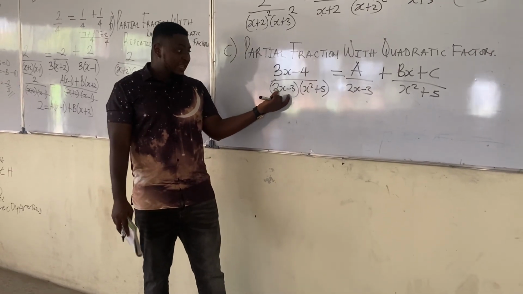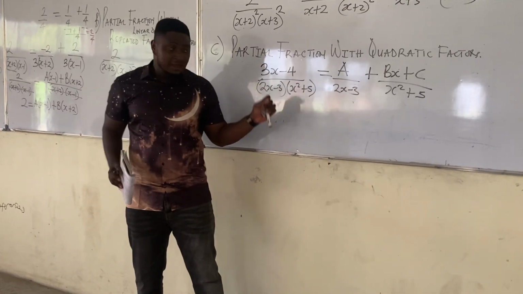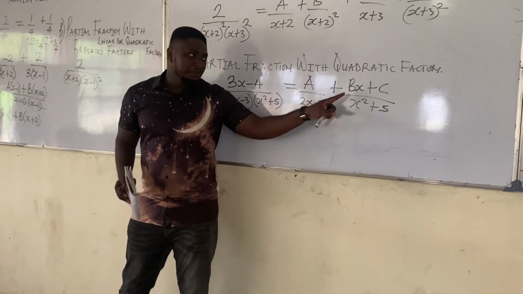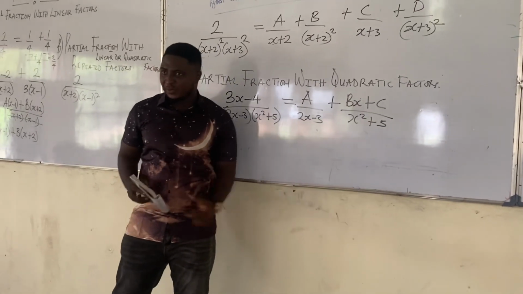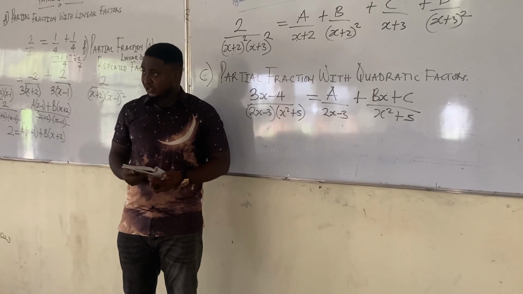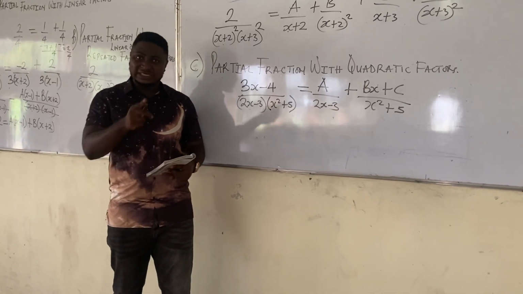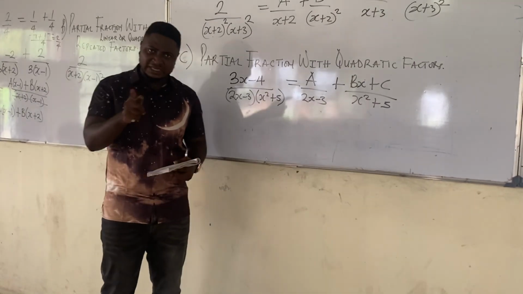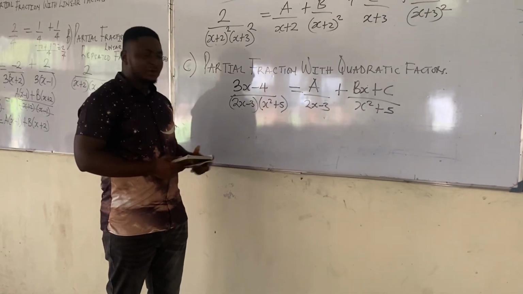Notice that I gave this linear factor just A, right? But the quadratic factor, I gave it Bx plus C all over x squared plus 5. This is how you resolve quadratic factors. Now let's go to the assignment. Watch out for the next video for the assignment.